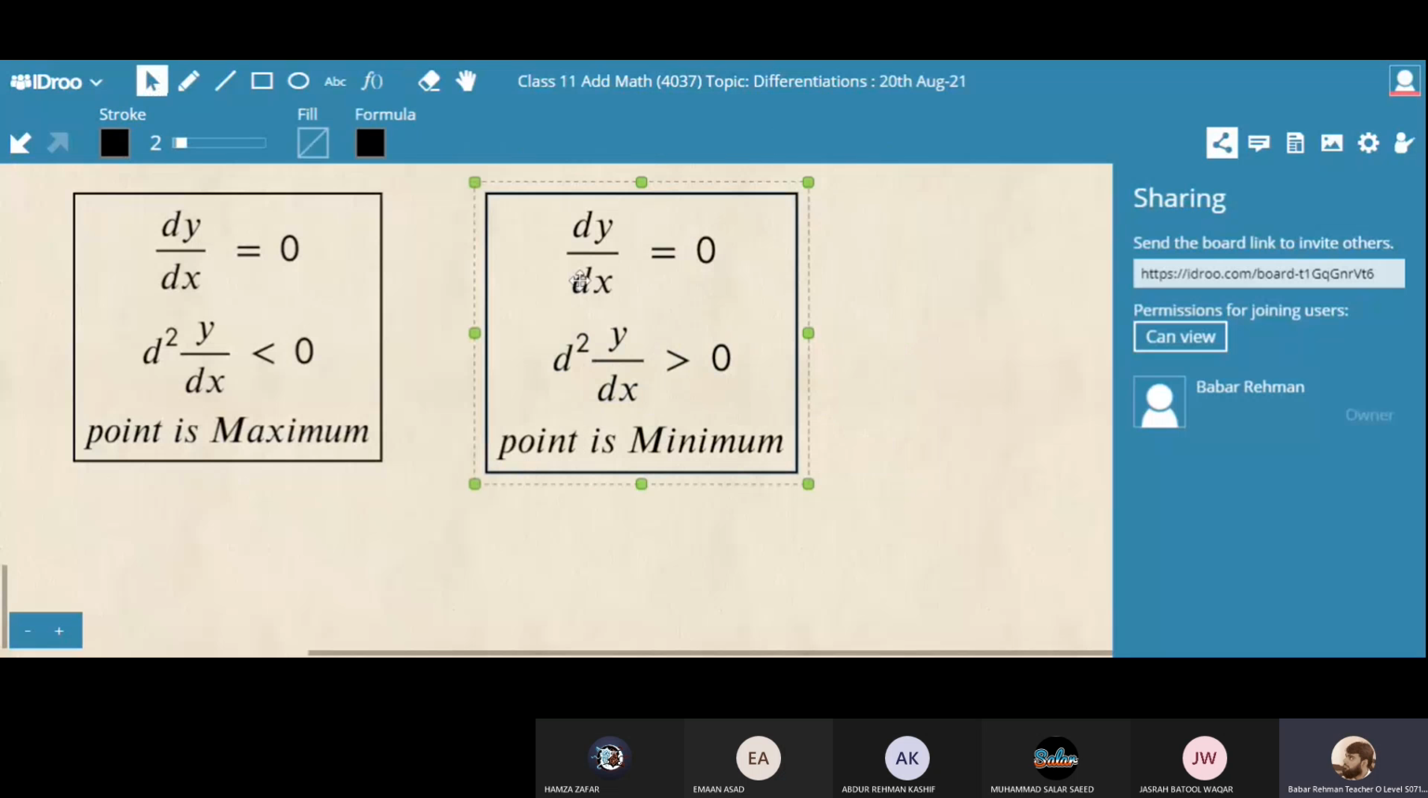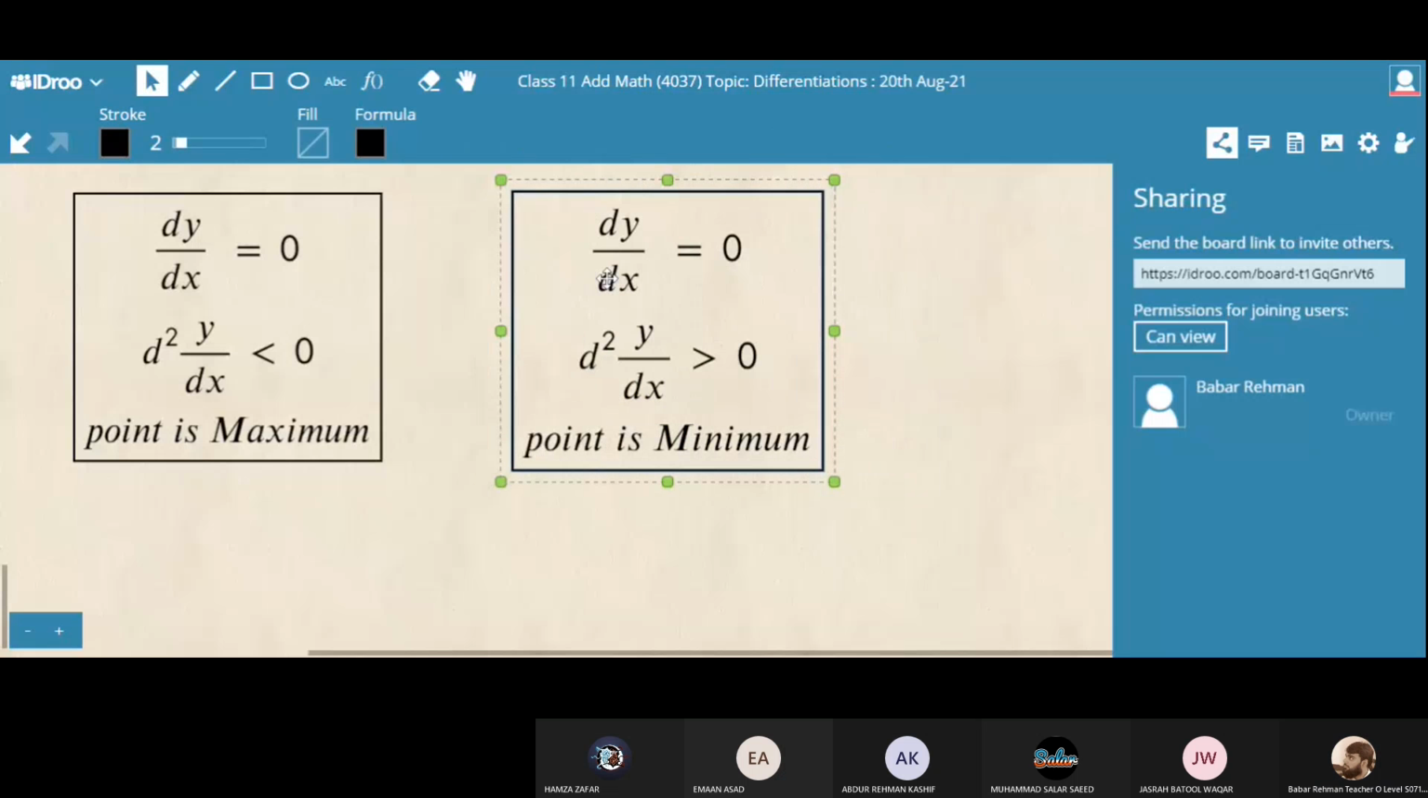In exam, they ask questions like this: find the nature of root, the nature of turning points. If the double derivative is less than 0, then the point is a maximum. It means in this situation the double derivative will be like this. If you put the value of x in the double derivative and it is less than 0, the graph has a maximum point. And if the double derivative is greater than 0, the graph has a minimum point. So keep these points in your mind.